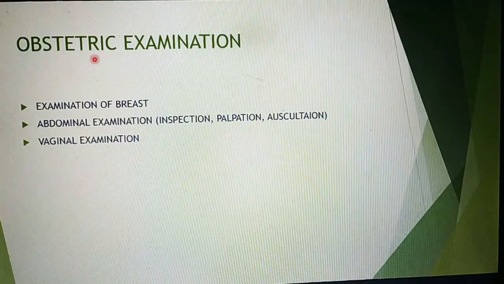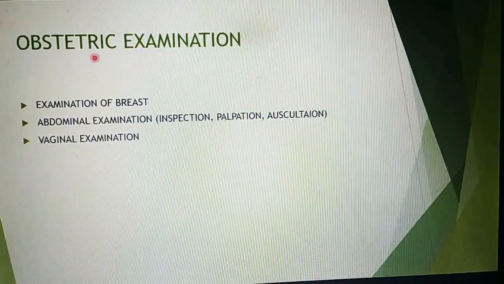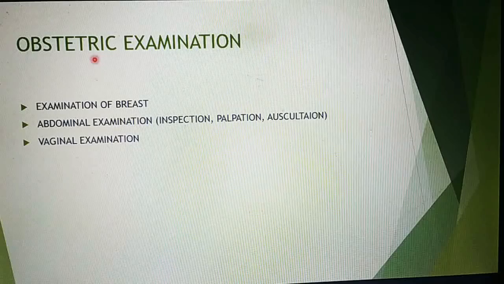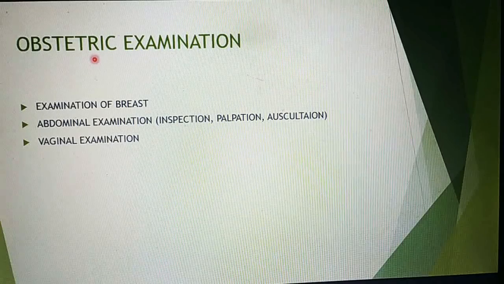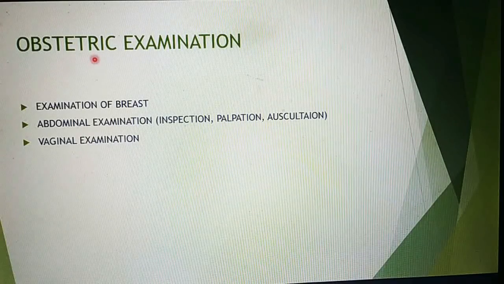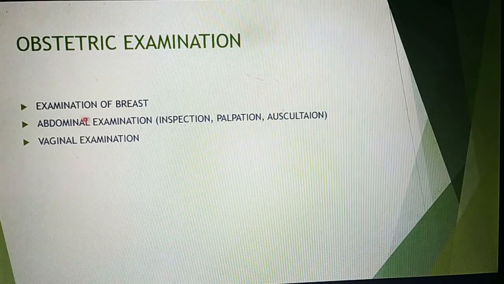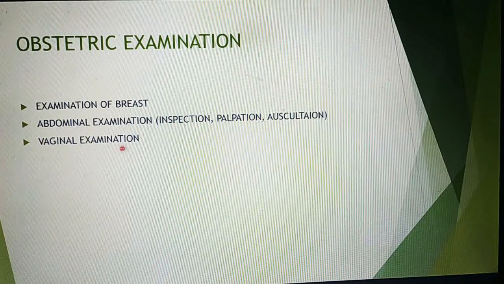So, obstetrical examination. Before obstetrical examination, you should follow some rules: a female attendant should always be present during examination of a patient. So, a female attendant is required before examining the patient. In case an attendant is not present, then always ask for her and explain to the patient what you are going to do before examination. An obstetric examination includes examination of breast and abdominal examination. This part is the most important part for obstetric examination. This includes inspection of abdomen, palpation and auscultation, then vaginal examination.